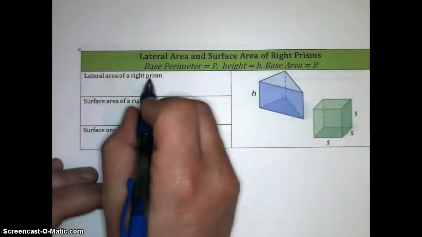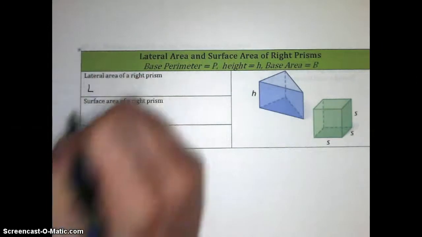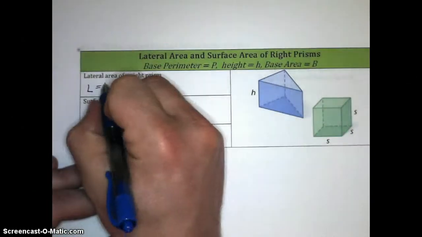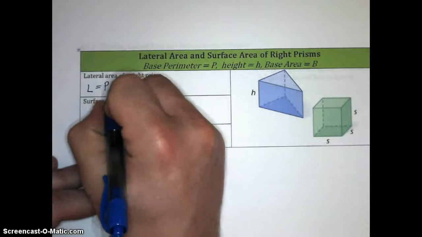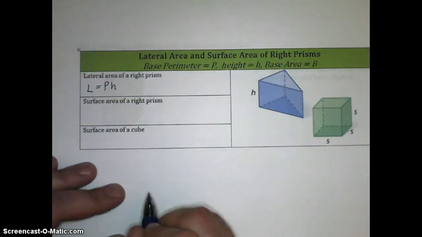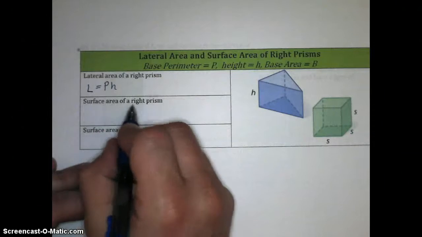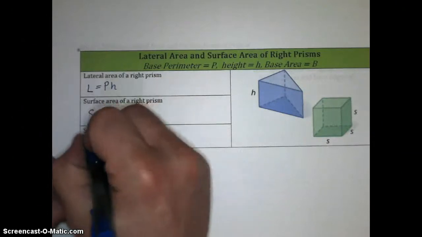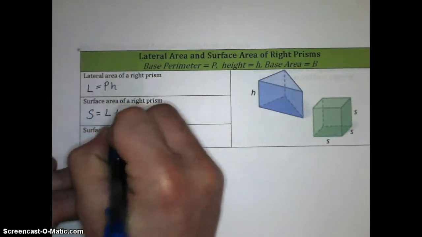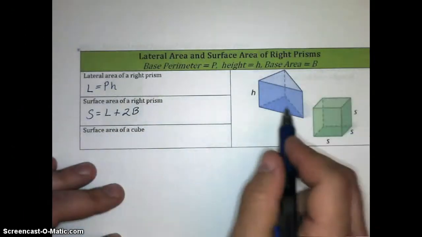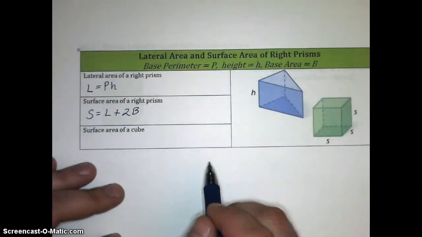So the lateral area of a prism, you'll remember, lateral area we represent with capital L, is the perimeter of the base times the altitude, or the height. So the surface area of a right prism then takes the lateral area and adds 2 times the base area, because there's a base on top, a base on bottom if it's lined up vertically like that.